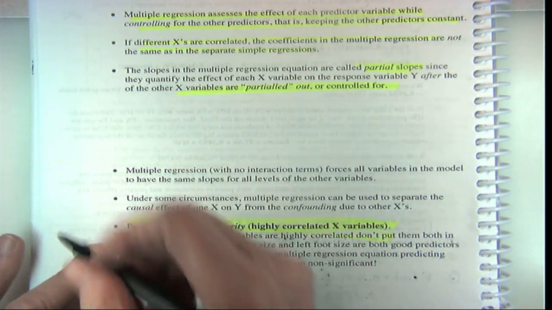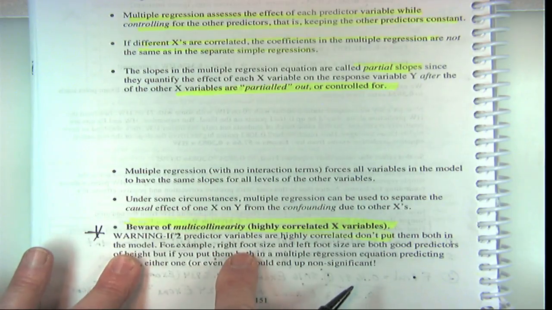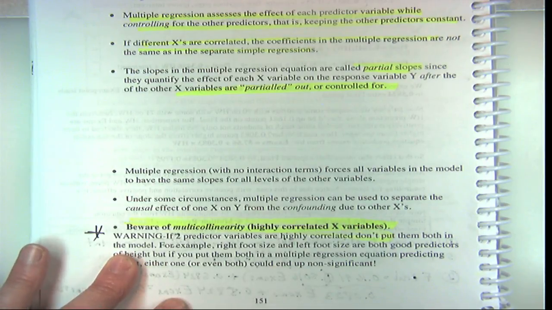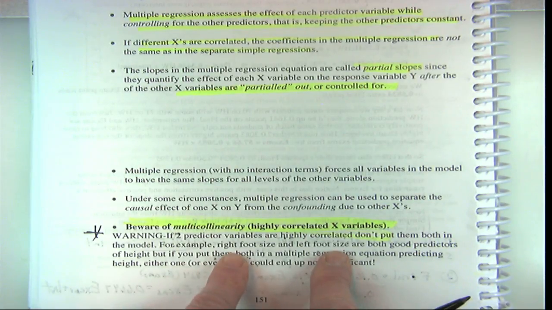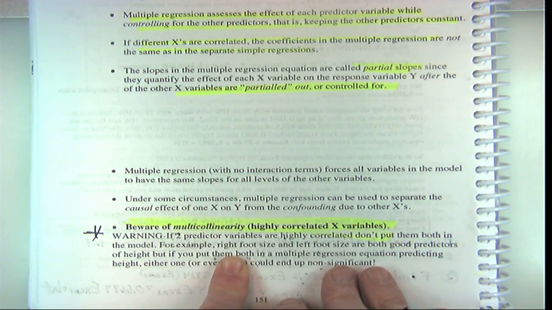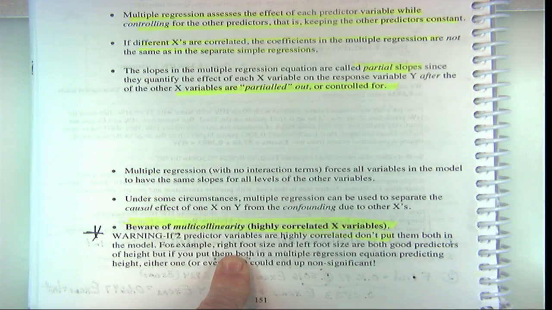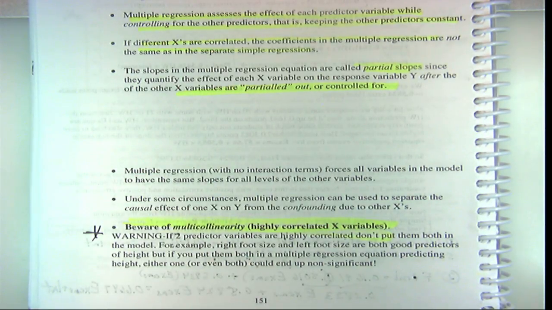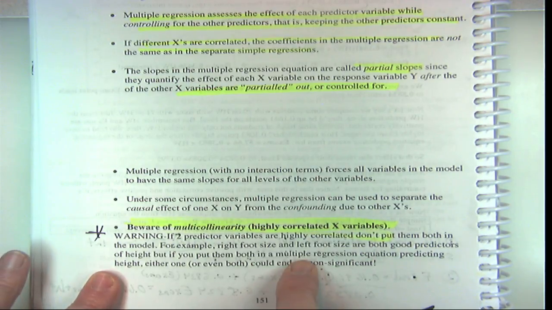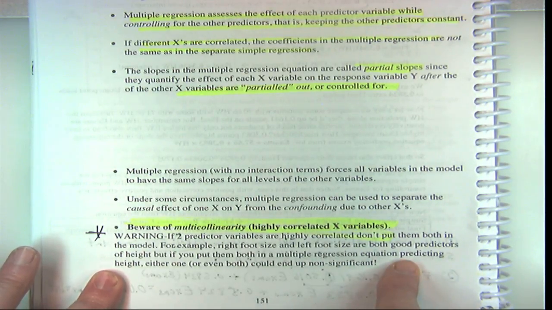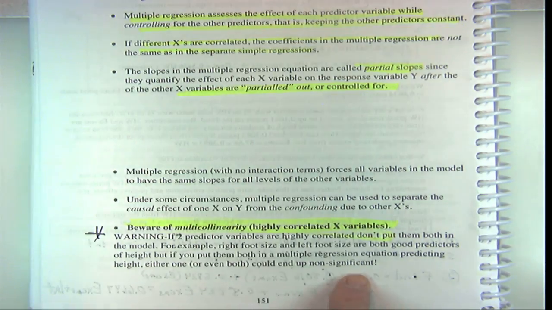The example I like to use is, imagine you know that your right foot size is a very good predictor of your height. But if you add the left foot size in, because they're so highly correlated, almost anything could happen. The regression program will fit the particular peculiarities of that data set, and you could end up with both of them being insignificant and only together being significant, or one dropping out or the other. If you put them both in a multiple regression equation predicting height, either one or even both could end up non-significant.